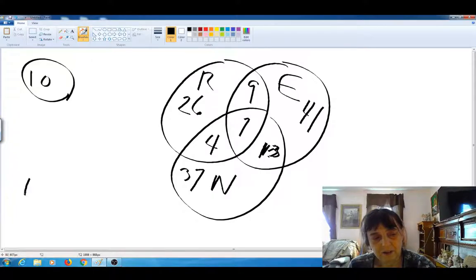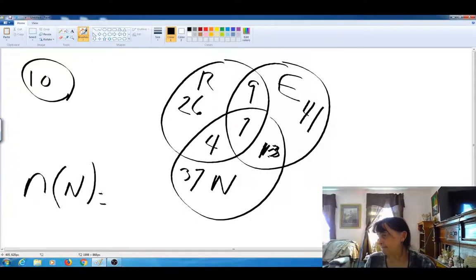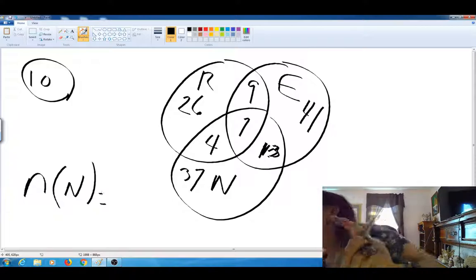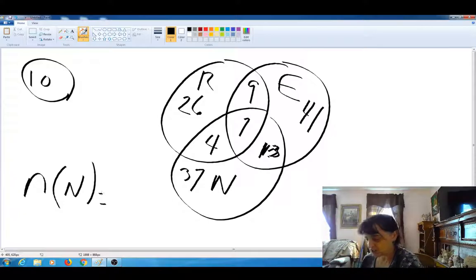Okay, number of elements in N is what? Hold on just a second. Let me get my calculator. Okay, 4 plus 7 plus 13 plus 37. 4 plus 7 plus 13 plus 37 is 61.